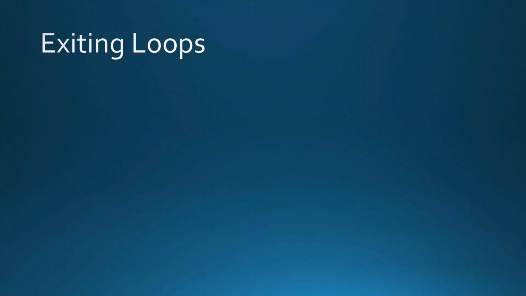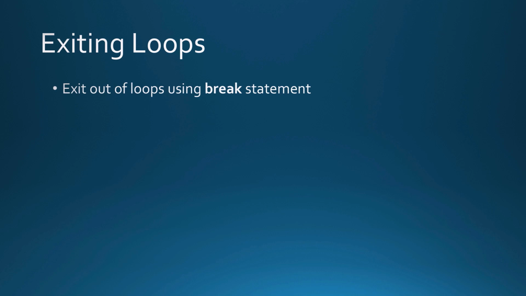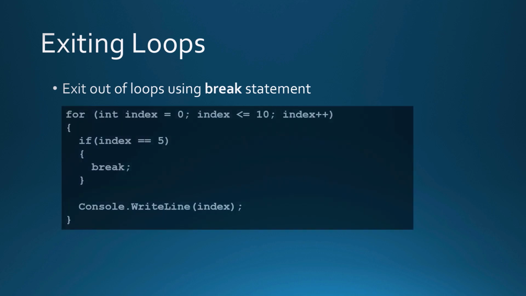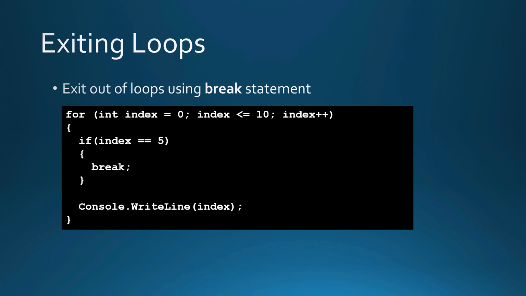At some point when you're looping, you may wish to, based on some condition, exit out of a loop. Well, we can do that by using a break statement. So here's an example. For int index equals 0, index less than or equal to 10, index plus plus. And then we put an if statement within the for. And we say if index is equal to 5, break. So what would happen is the first time in, it's going to skip the if statement because index is not equal to 5. So it'll display Console.WriteLine index.